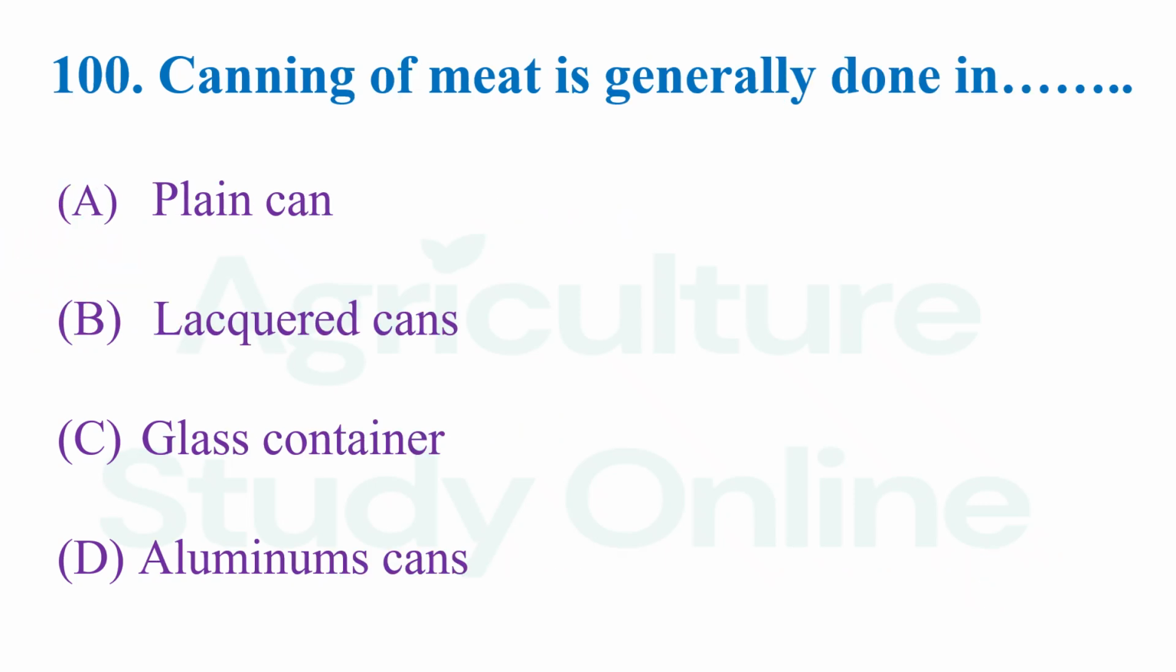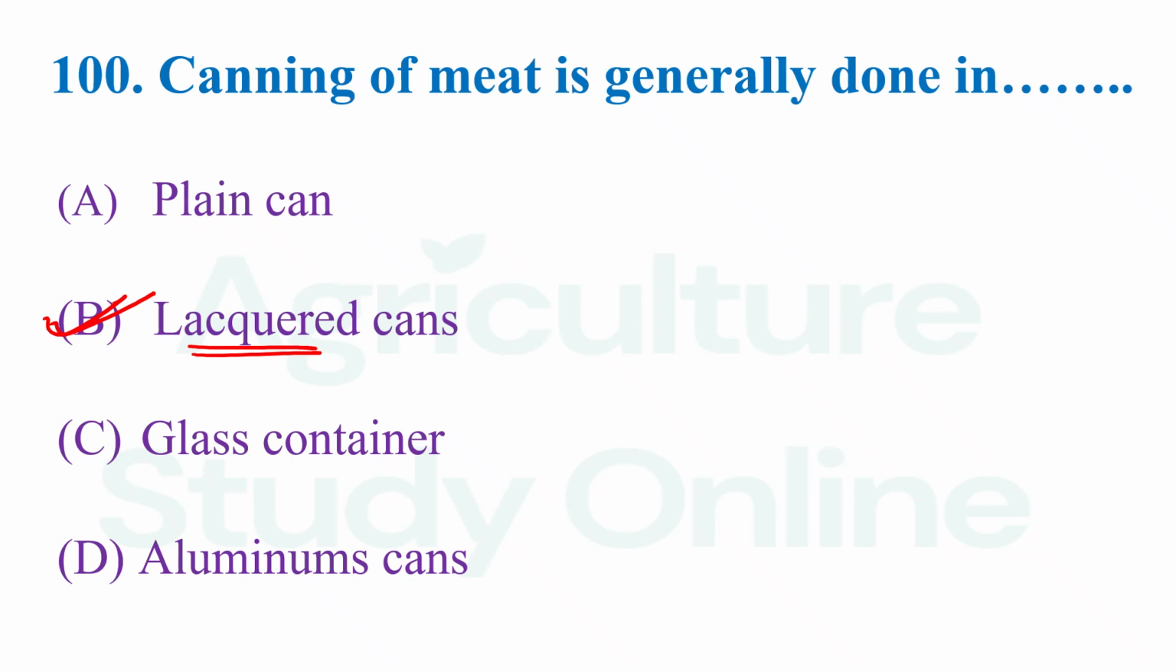Question number 100. Canning of meat is generally done in. So meat, we know, is a low acid food. So during canning, it undergoes high temperature sterilization, which can react with metal, so it can cause corrosion, discoloration or off flavors. To prevent this, we will use lacquer, that is coated cans. That is option number B. So in this, what happens? The inner coating prevents the metal-food interactions and it will maintain the color, flavor, and the safety. It is essential for protein-rich or fatty foods, say for example this meat.